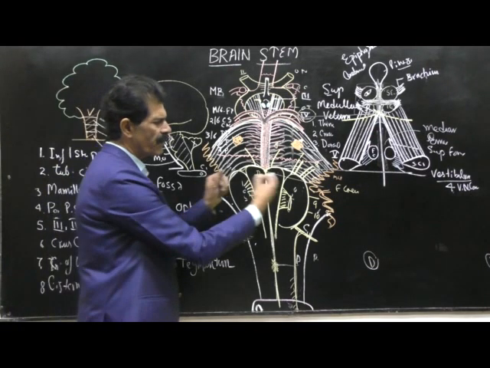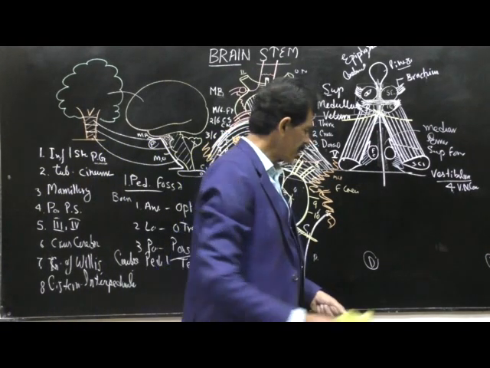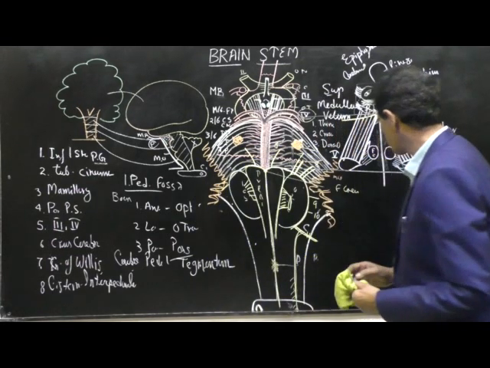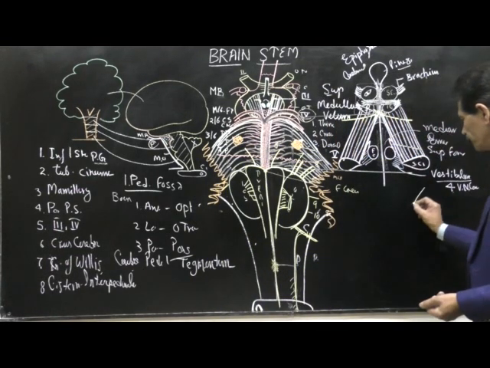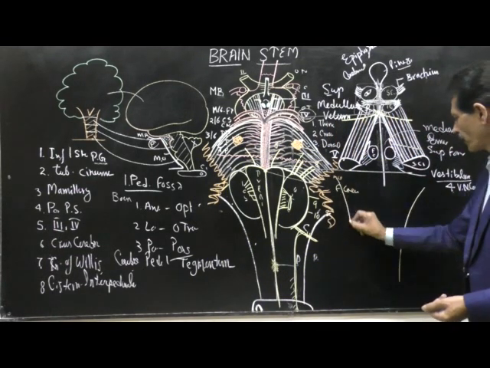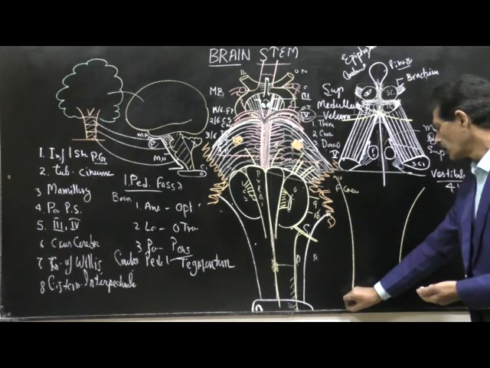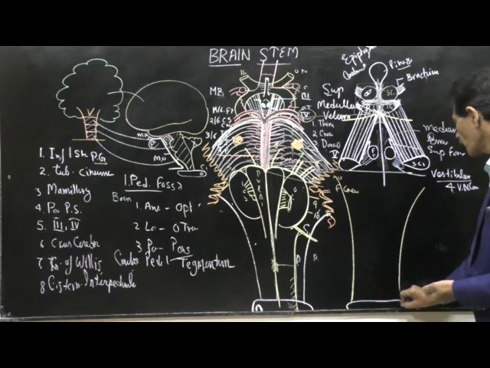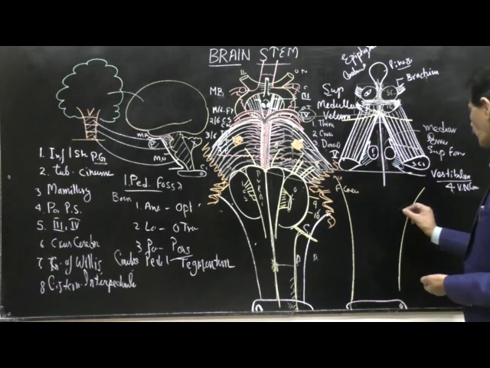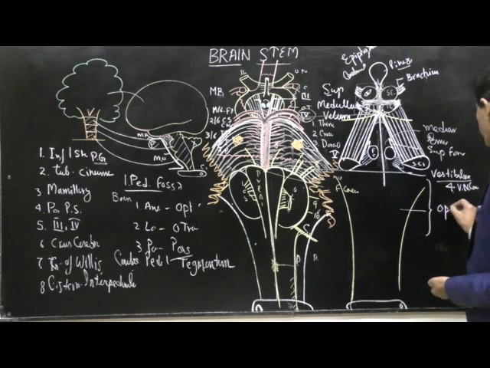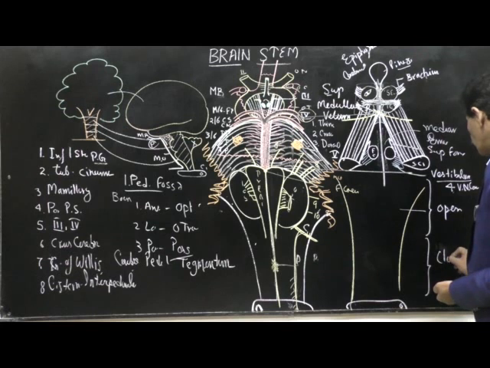On the back side of the medulla, how does it look? The dorsal surface of the medulla looks like this. So the dorsal side of the medulla is divided into 2 parts. The upper half is called the open part and the lower half is called the closed part of the medulla.